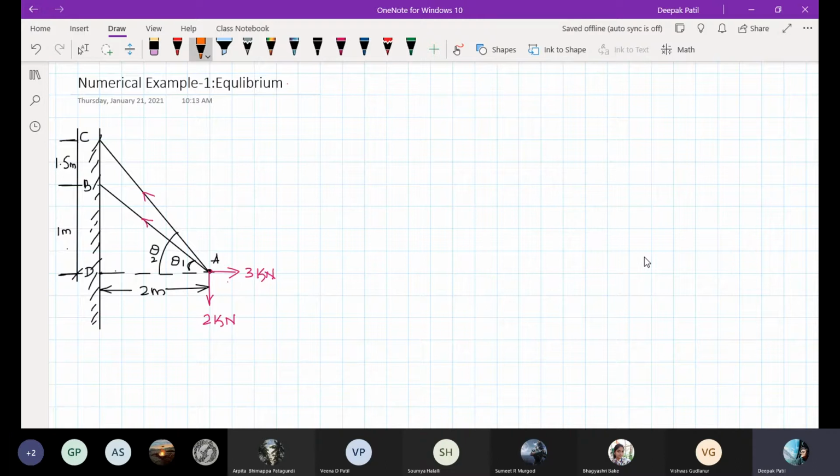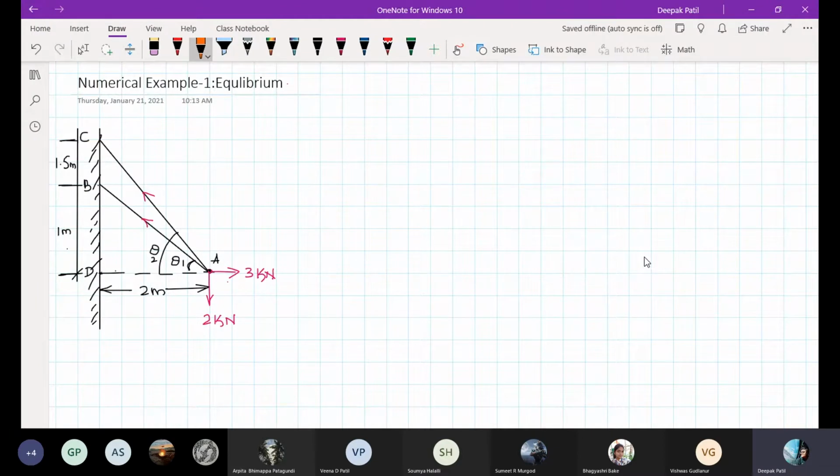Now this point A is at a distance of 2 meters from the wall, point B is at a distance of 1 meter from this horizontal, and point C is at a distance of 1 plus 1.5, that is 2.5 meters, from the horizontal. You have been asked to find the tensions produced in these strings. Why will tension be produced? Because you are applying a force of 3 kilonewtons on this side and one more force of 2 kilonewtons on the downward side. Because of these two forces, there will be tension in these two strings. So you have been asked to find what that tension is.